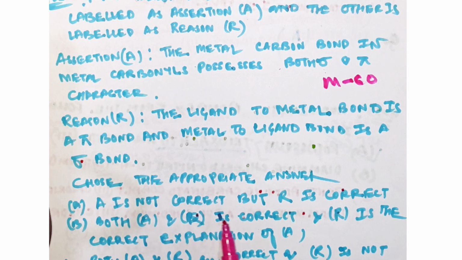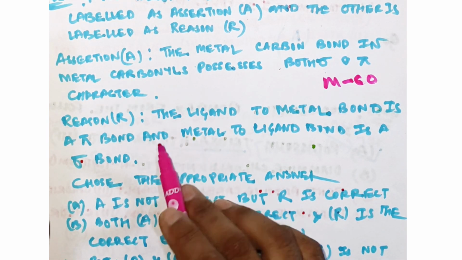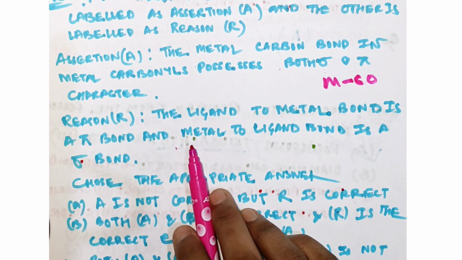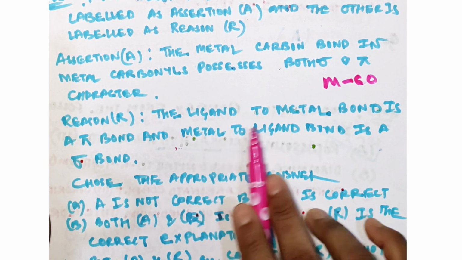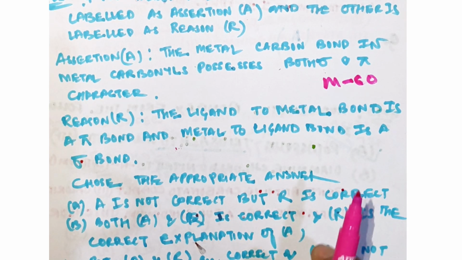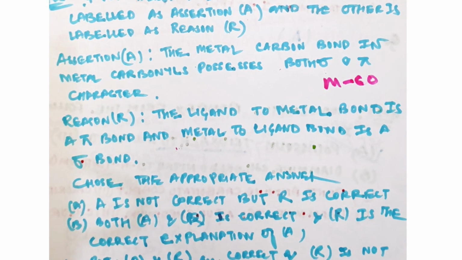Option 3: both A and R are correct, and R is the correct explanation of A. So we have to check whether R is the correct explanation or not. See, R is also somewhat correct. There is a pi bond and a sigma bond, there is metal to ligand bond and ligand to metal bond also. But is this correct? So let us see.